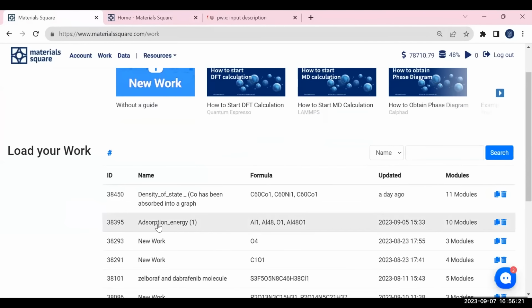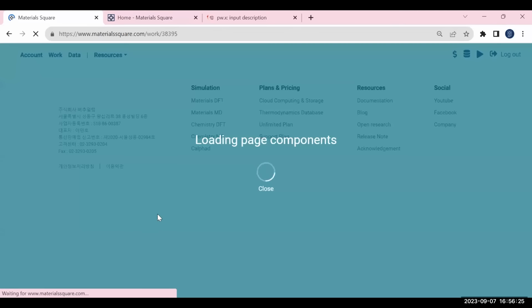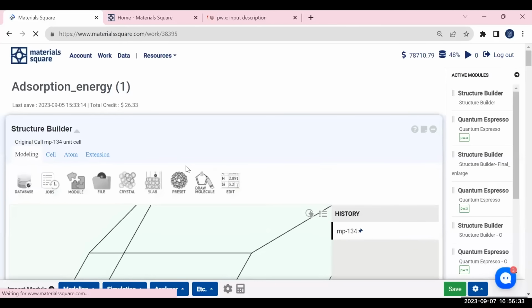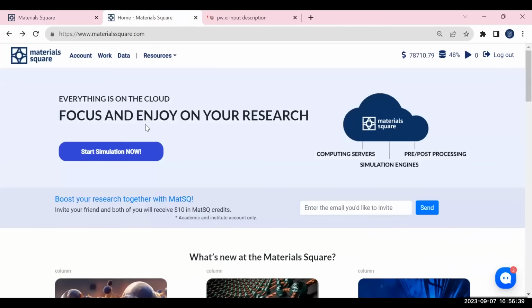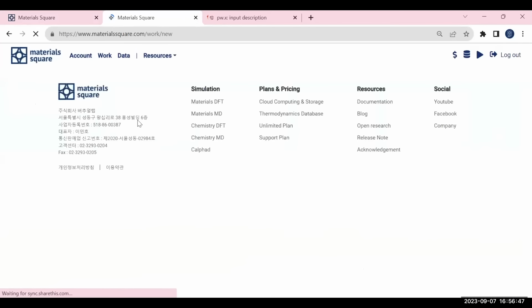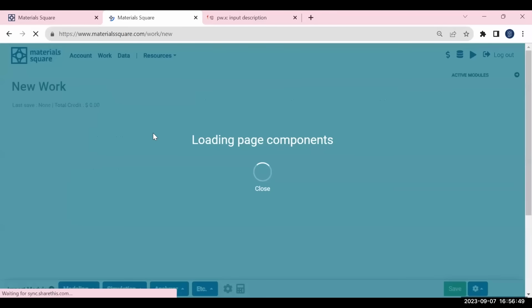So the first one I'm doing is the adsorption energy. I have already calculated these values. However, I will be sharing all of this data with you so you can check again, practice by yourself and do it again. I will make two windows: one where the calculation is already done, and another where I will show you each step of how I did it, okay? So in this window, I will create a new work.